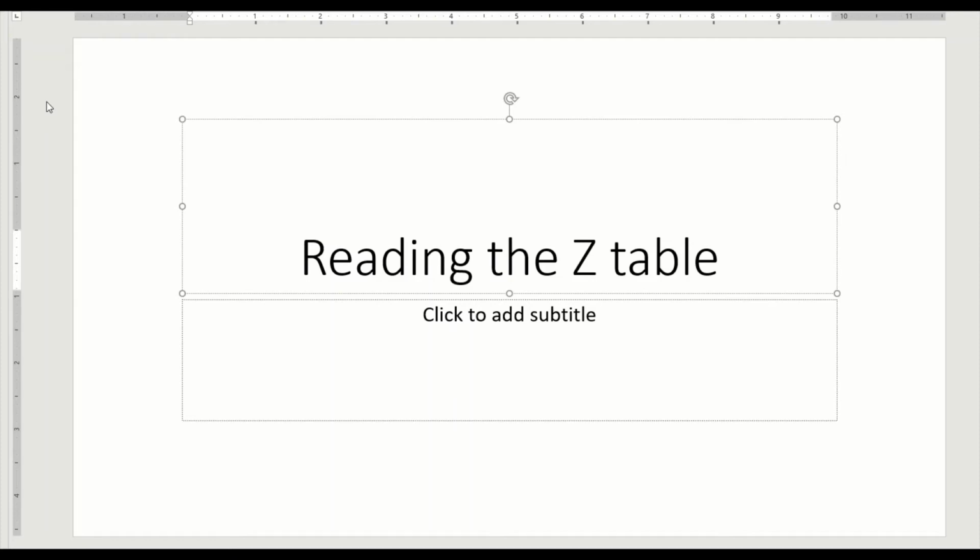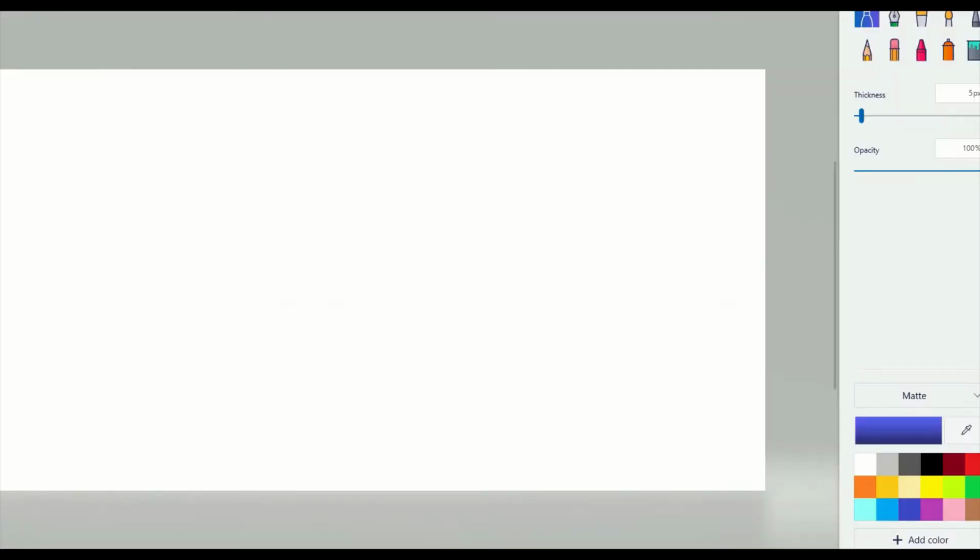This lecture is about reading the Z table. So in this video, we will learn how probabilities can be extracted from the Z table. But first, let's do a quick reminder of what the Z is.